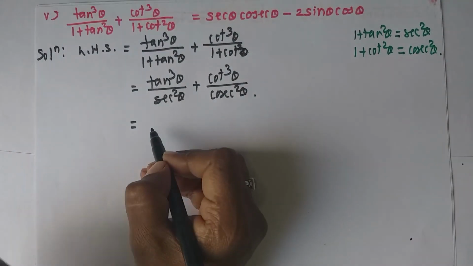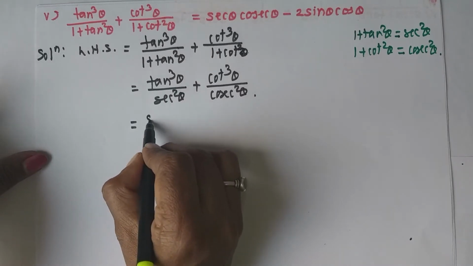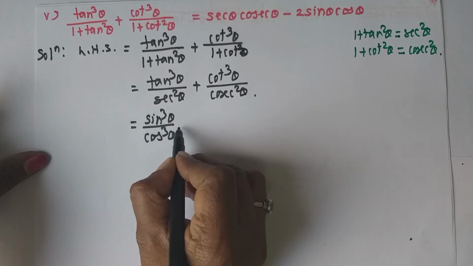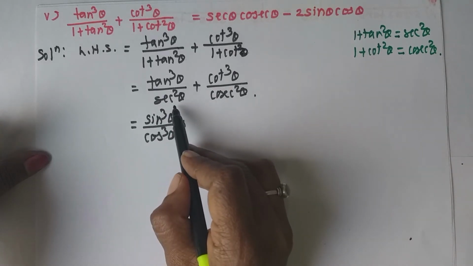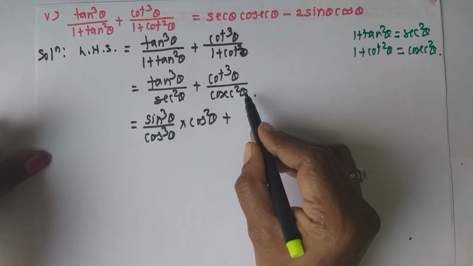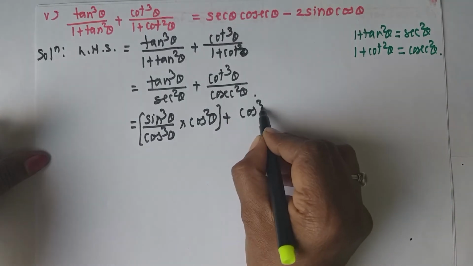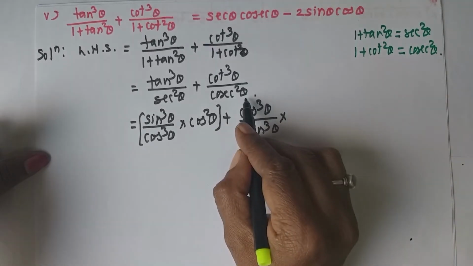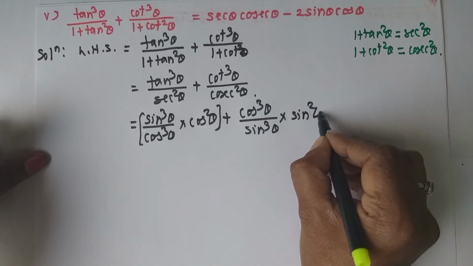Okay. We know that tan theta means sin theta divided by cos theta. Therefore tan cube theta will be sin cube theta divided by cos cube theta. And we again know that 1 upon sec theta means cos theta. Here 1 upon sec square theta will be cos square theta. Now again, cot means cos divided by sin. Cot cube theta means cos cube theta divided by sin cube theta. And 1 upon cosec theta means sin theta, and its square means here sin square theta.